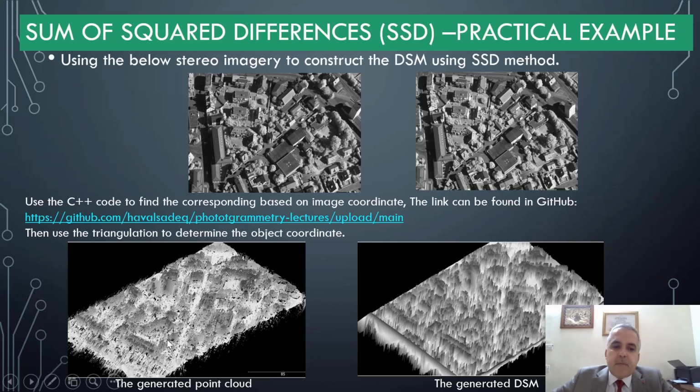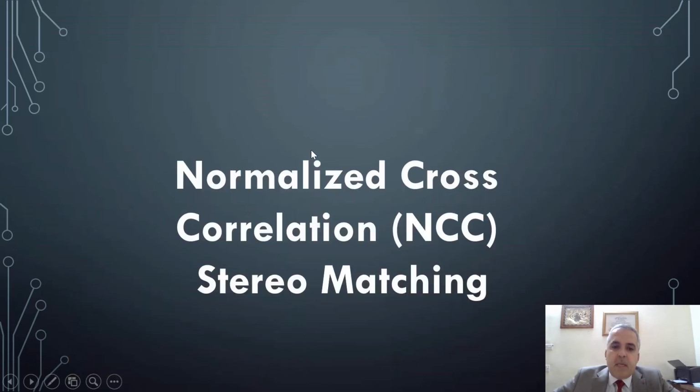By applying it on the study area, as you can see here, the result is slightly better than the sum of absolute difference, and the building is appearing clearly with less noise than the previous two methods, which can be relied on. Now, finally, we will talk about the normalized cross correlation, NCC, method.